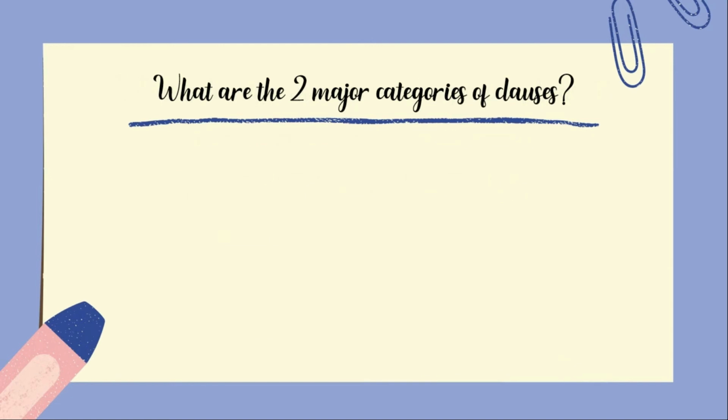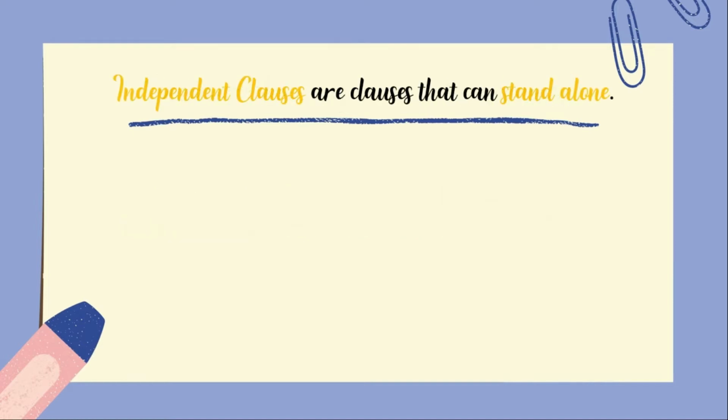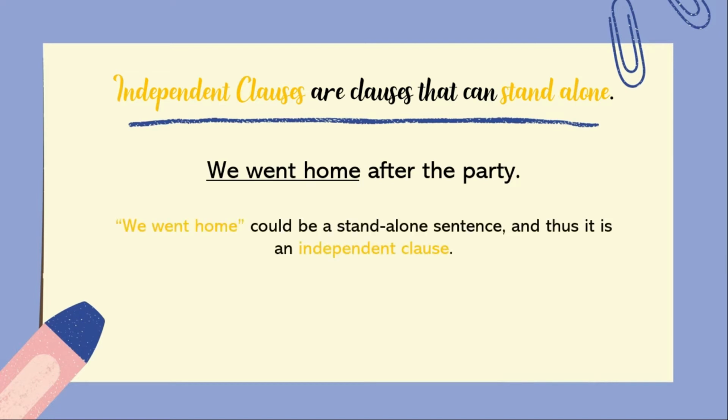What are the two major categories of clauses? The two major categories of clauses are the independent clause and the dependent clause. Let's begin with the independent clause. Independent clauses are clauses that can stand alone. Example, we went home after the party. We went home could be a standalone sentence, and thus it is an independent clause. We went home.